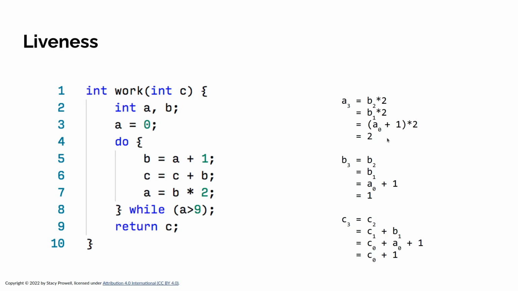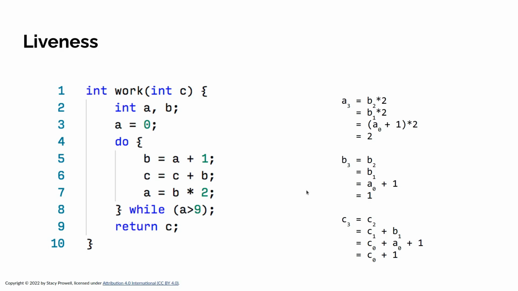A3 is 2. Really? Yeah, because this is 0. 0 plus 1 is 1. 1 times 2 is 2. And this is just C plus 1. So here's what happens the first time I go through the body of the loop. It's a do-while, so I'm always going to execute the body at least once. And this is what I get.